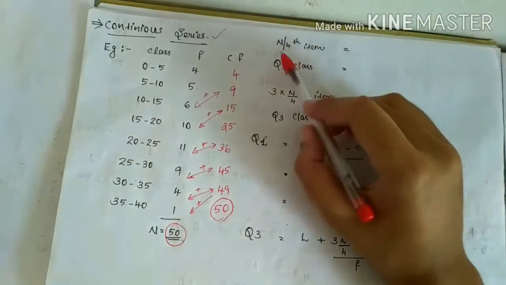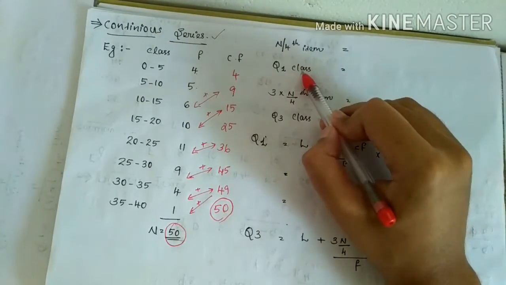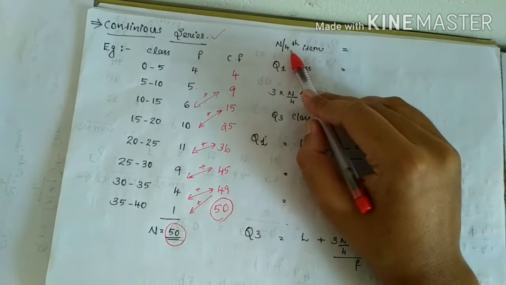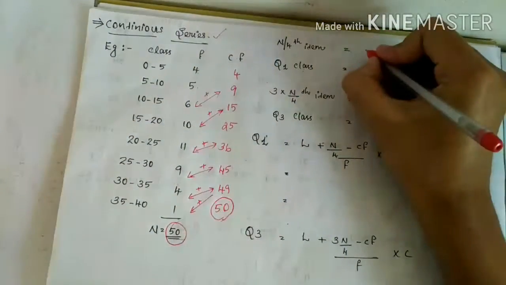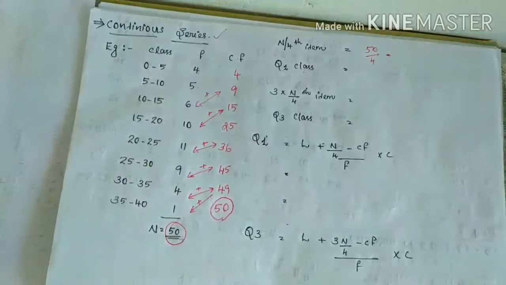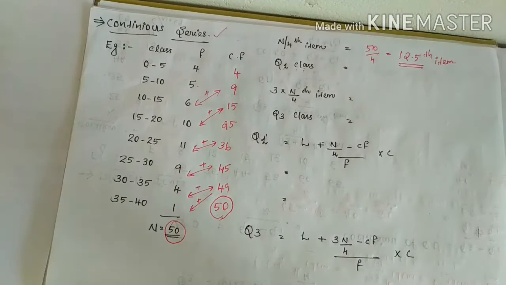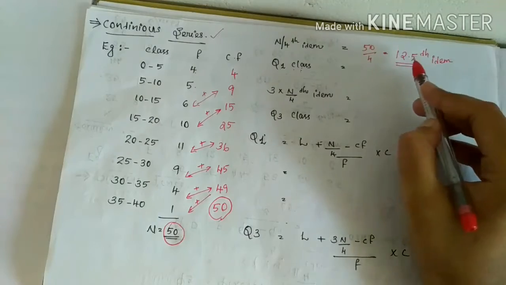And the next one is to find the Q1 class. To find the Q1 class, you have to use this equation, that is n by 4th item. Here n is 50, so 50 divided by 4. What is 50 divided by 4? It is the 12.5th item.